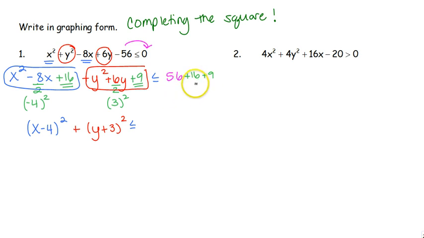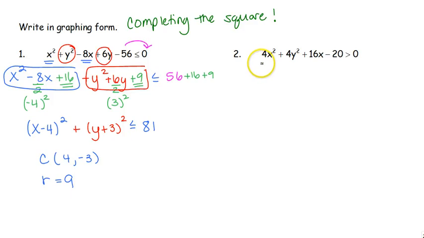56 plus 16 plus 9 gives us 81. So by completing the squares for the x's and the y's, we just changed our equation into graphing form. Now I can tell you that my center is at (4, -3), and we know that our radius is going to be 9. Alright, so let's move on to our next one.